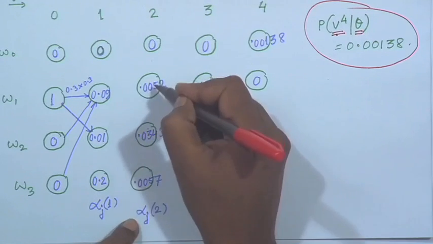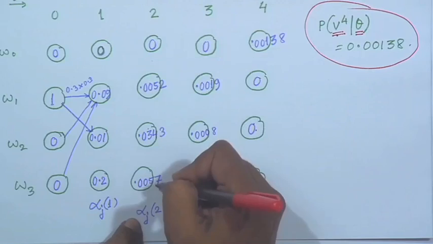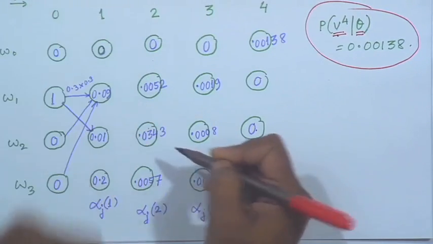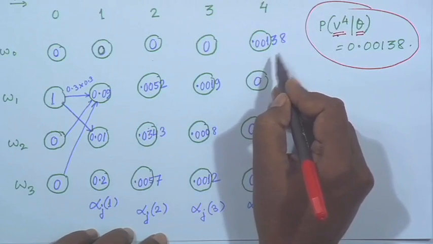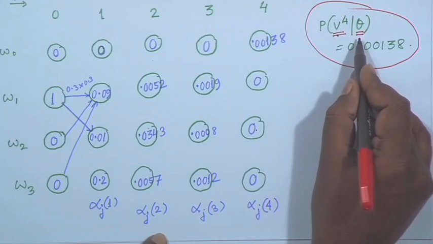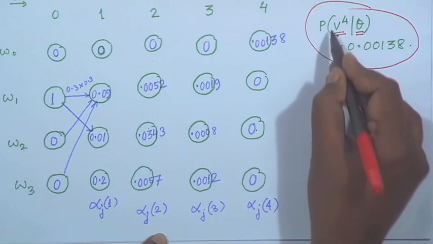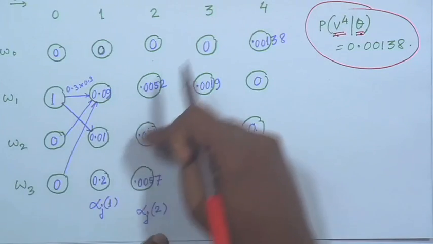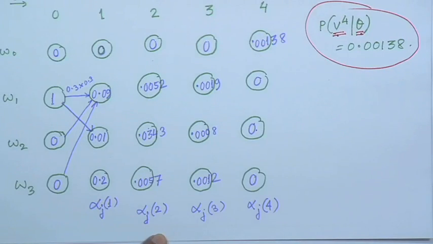Because when computing these probabilities at every time step, I have considered the contribution from all the paths. So, this is the probability that this V4 has been generated by this model theta, and while generating this V4, the model may use any of these paths. So, this is what we said is our evaluation problem.